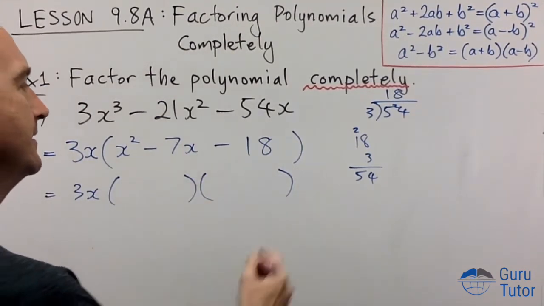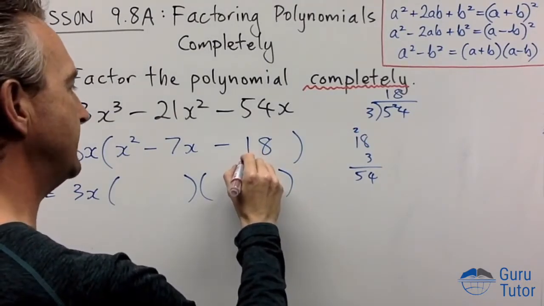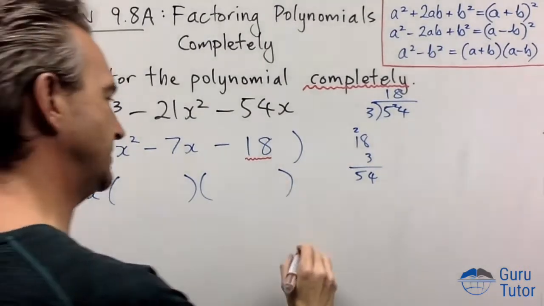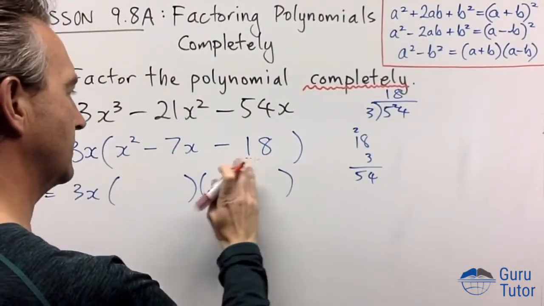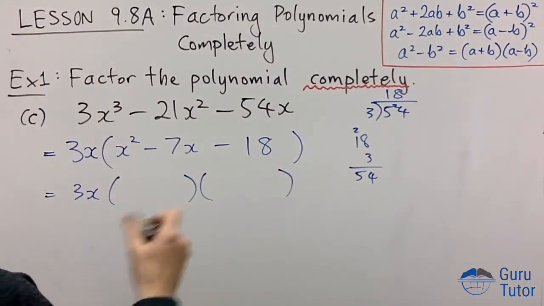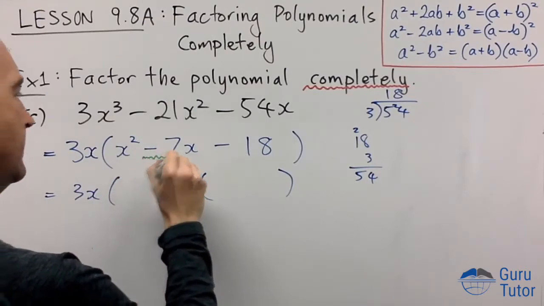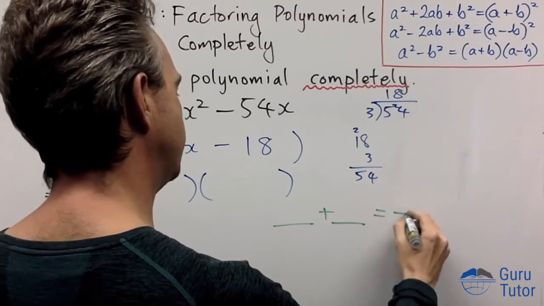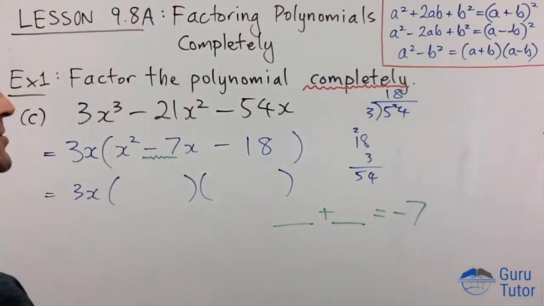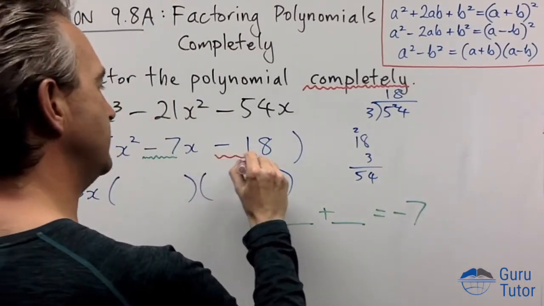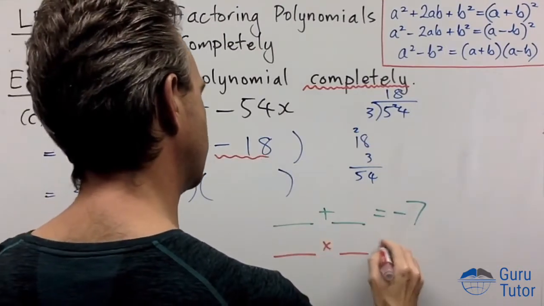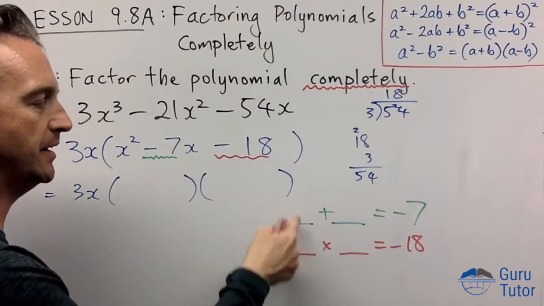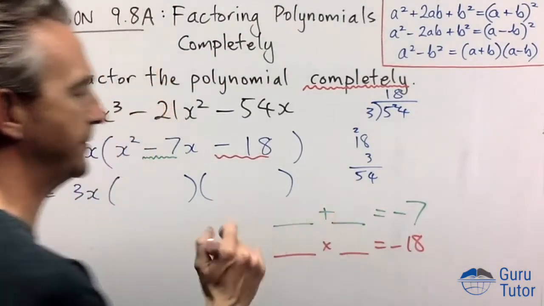What we need are two numbers that multiply to give 18. I can't remember the colors I used. Sorry, I did green first here, didn't I? I need two numbers that add to give minus 7. And I need two numbers that multiply to give negative 18. Remember, they have to be the same two numbers. These two have to be the same, and these two have to be the same.